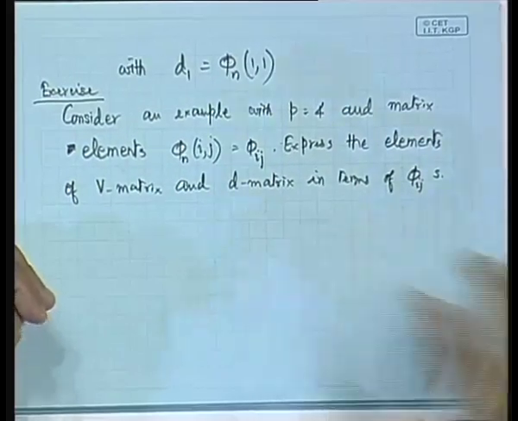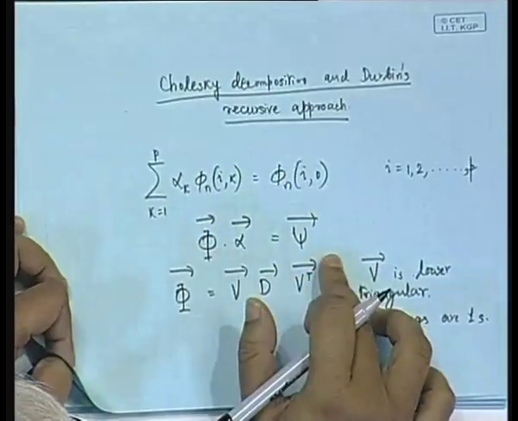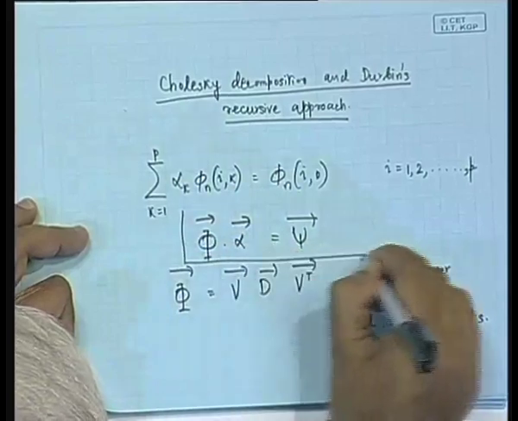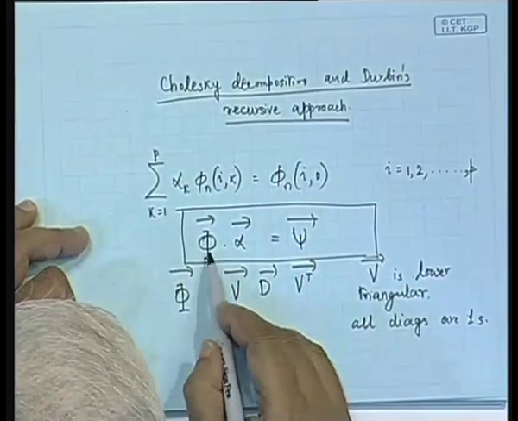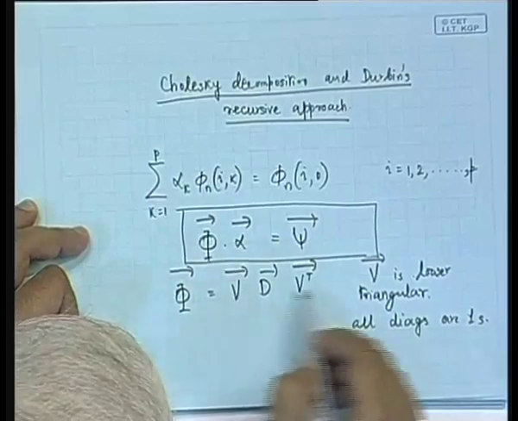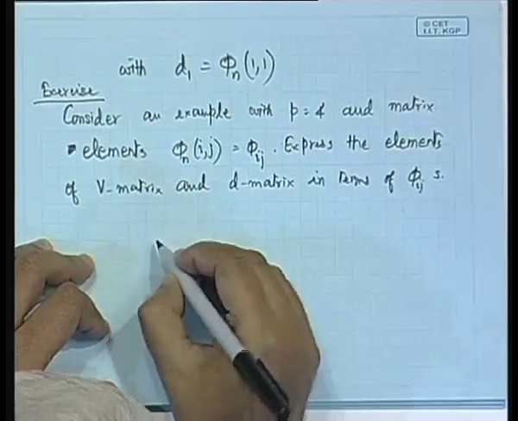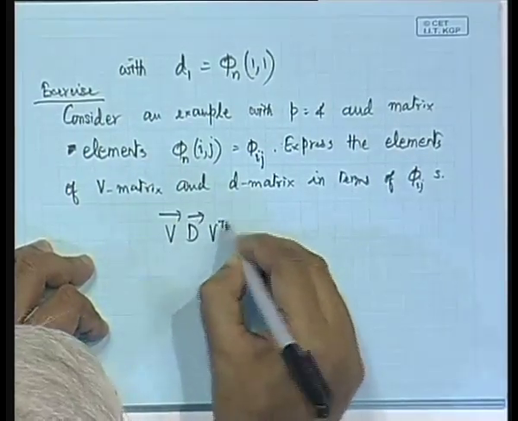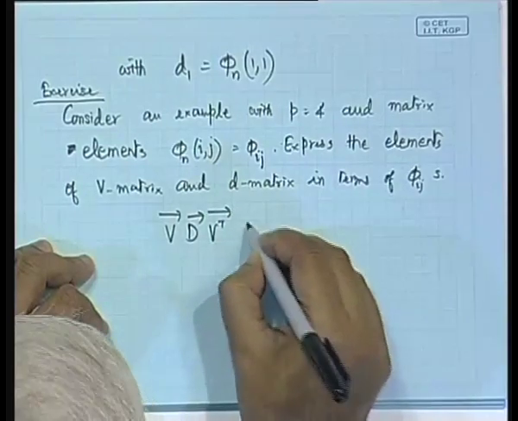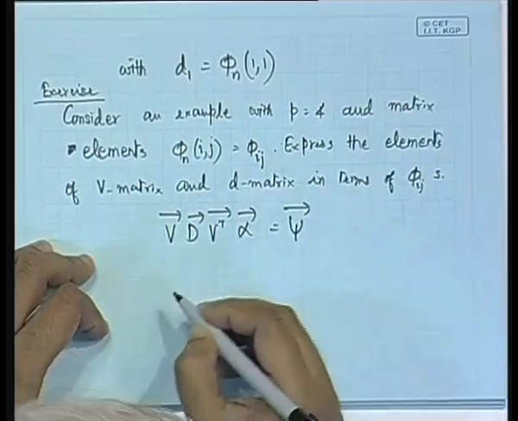Now let us go back to our original equation, okay. Phi alpha is equal to psi. In this original equation, in place of phi we are going to substitute this V D V transpose. So if we do that, then what are we going to get? We are going to get V D V transpose alpha, and that is equal to psi, right.